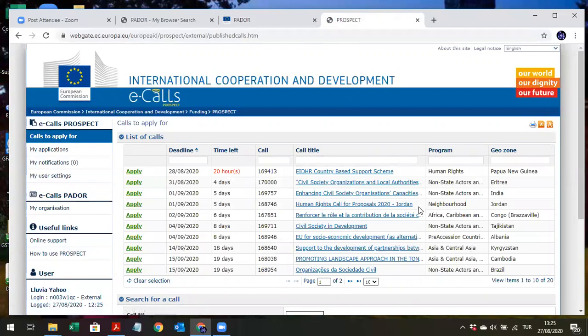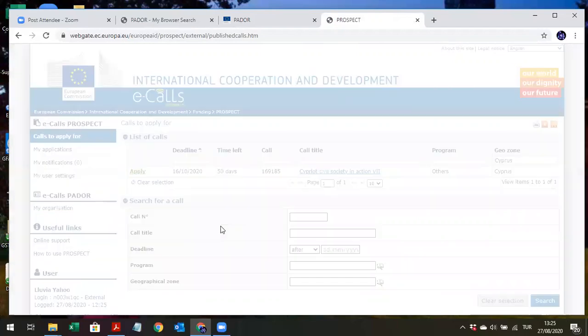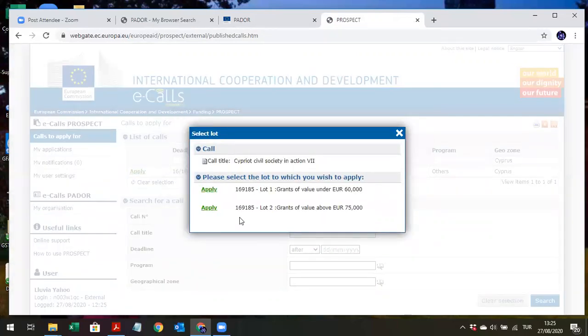So you can see all the open calls at the moment. We are searching what we have open in Cyprus, and here it comes. We click apply. Now you need to choose whether you're going to apply to lot 1 or lot 2. Let's choose lot 1.